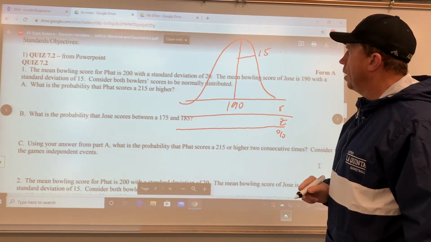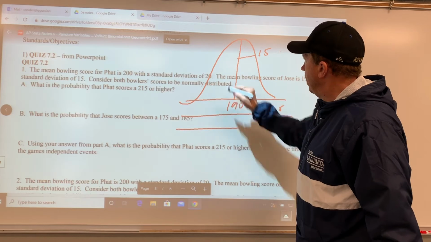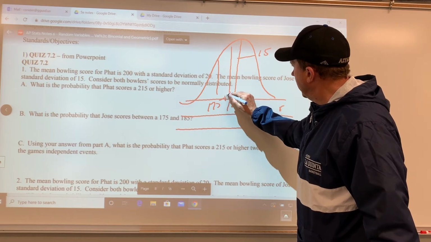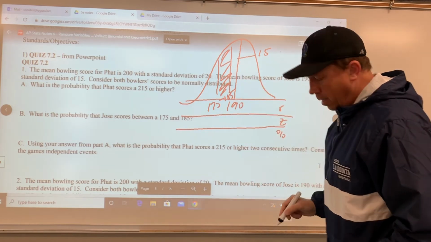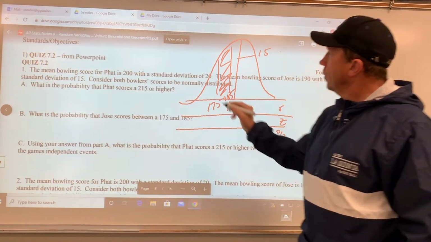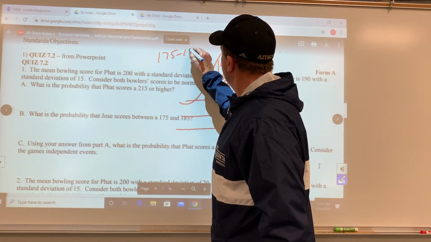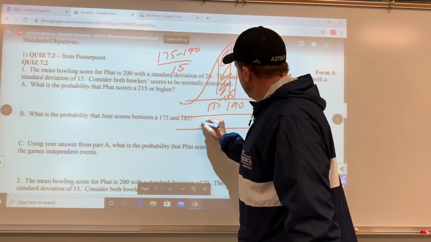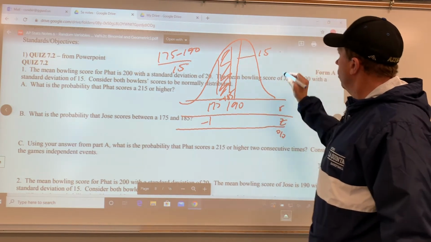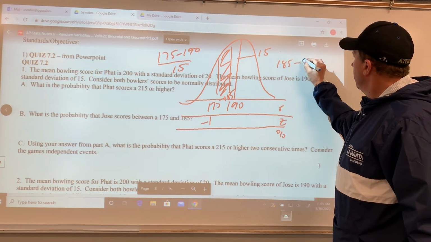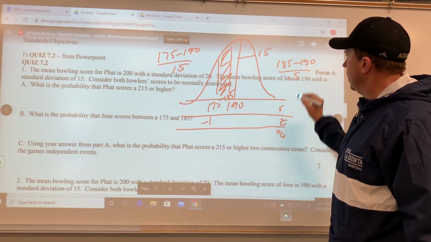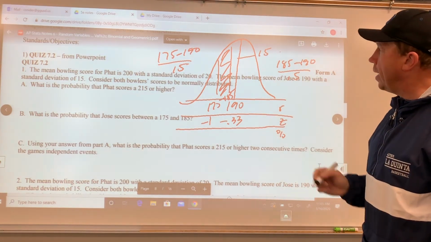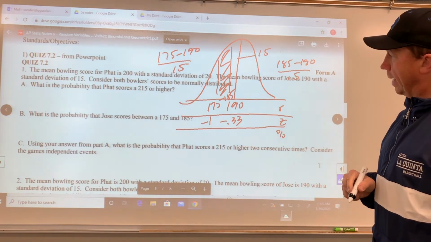He's more consistent. So between 175 and 185, right in there, this small window. We have to get two z-scores for that. So 175 minus 190 divided by 15 is obviously a z-score of -1. The other one is 185 minus 190 divided by 15, which is -0.33. So I want the area between those two z-scores. Both are negative because they are under the mean of 190.